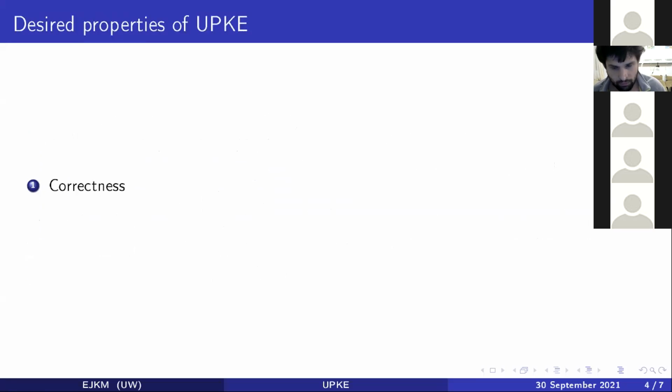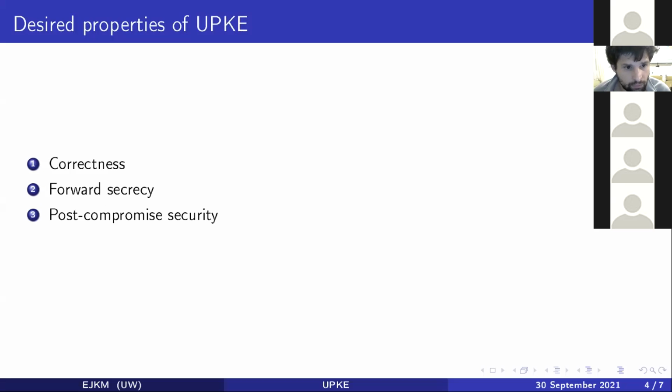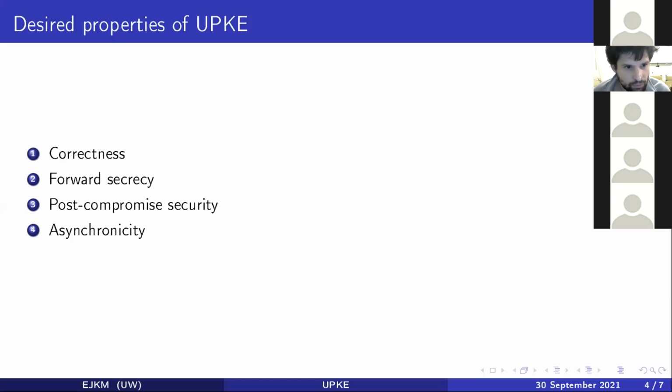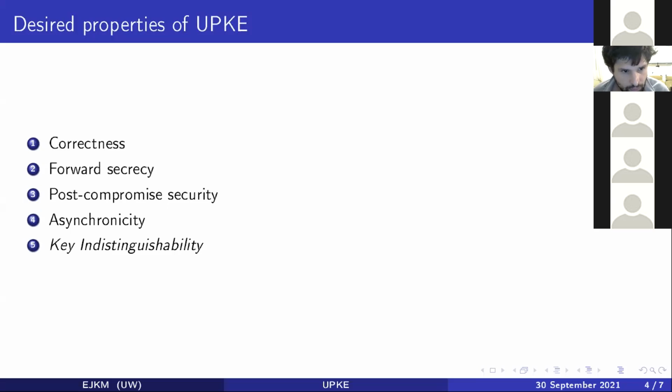From UPK schemes, we require 5 properties: correctness, obviously. We also want forward security, which means that obtaining the updated key should not give information on the original key. We want post-compromise security, which is the other direction. We also want asynchronicity, which means that any party involved in the scheme should be able to update the keys. And finally, we want key indistinguishability, which means that given a key, we should not be able to tell the number of updates on that key.